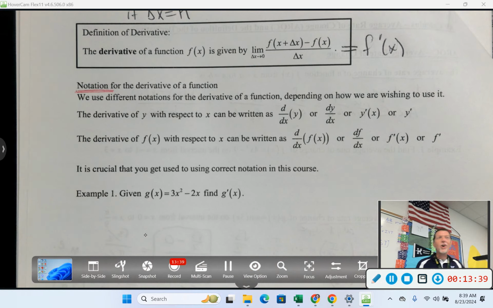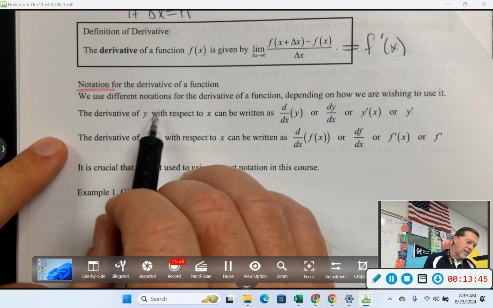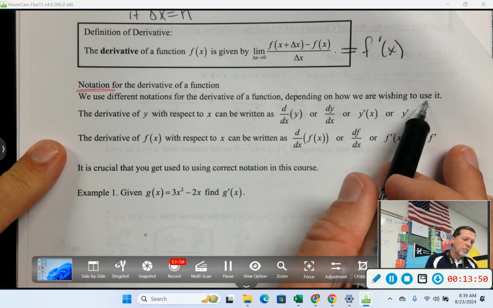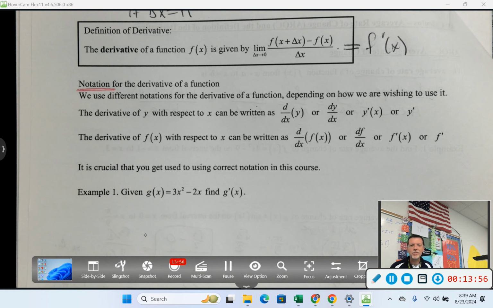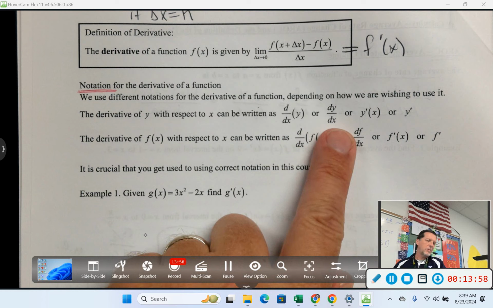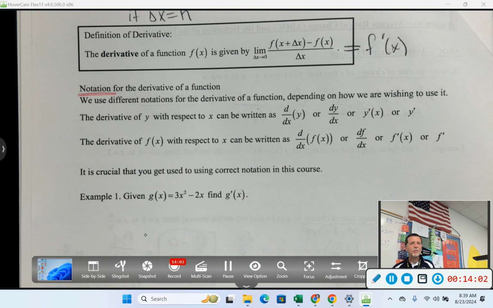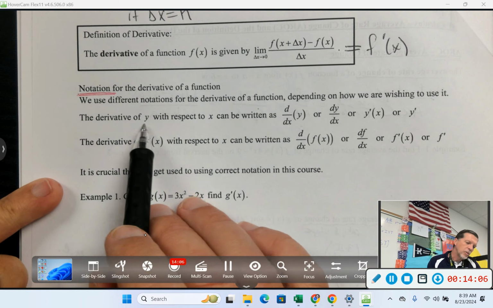Okay, so we've already called it like 4 or 5 different things. There's also 3 or 4 different ways to write it. We use different notations for the derivative, and it depends on how we're going to use it. They're pretty much interchangeable, so you don't have to worry about whether it's wrong to use f prime versus dy dx versus y prime. Very rarely does it matter because they're interchangeable.